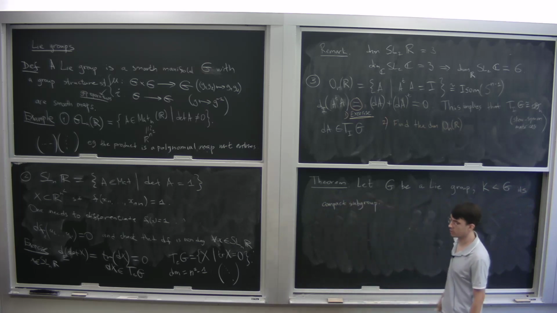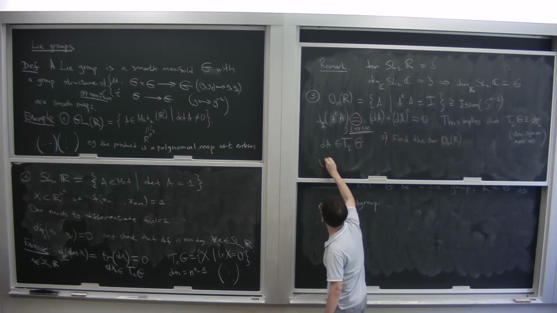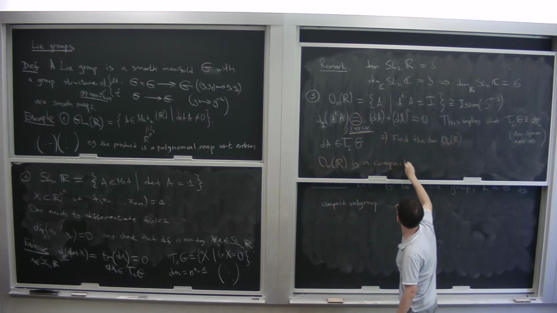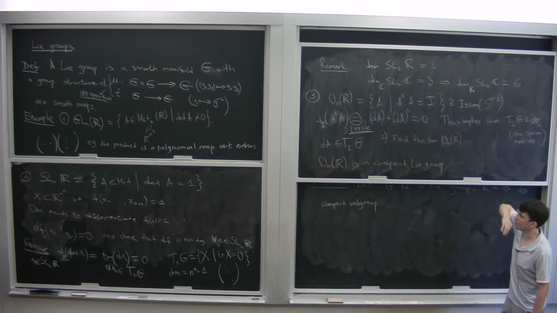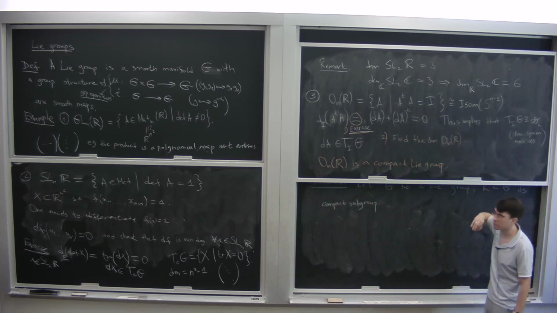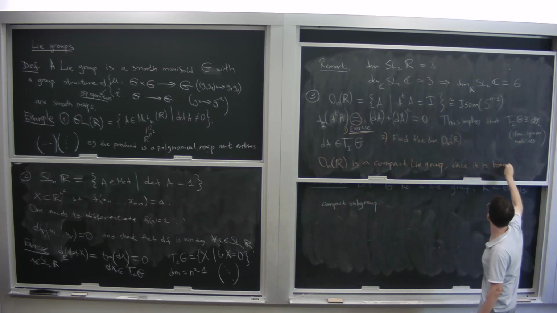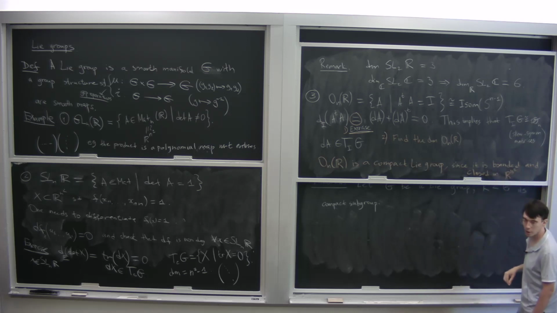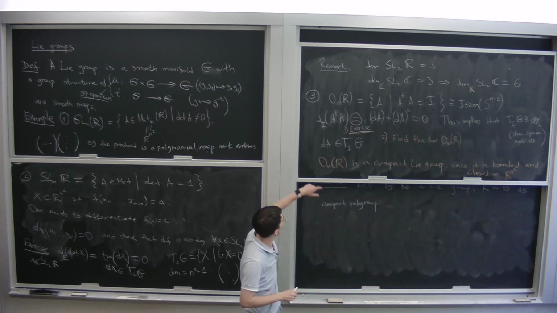By the way, I discussed O(n) and I didn't mention this very important fact. O(n) is a compact Lie group. So that's why I'm writing this in color. It is compact since it is bounded and closed in R^(n squared), since it is bounded and closed in the set of all matrices, which is just the real vector space of dimension n squared.